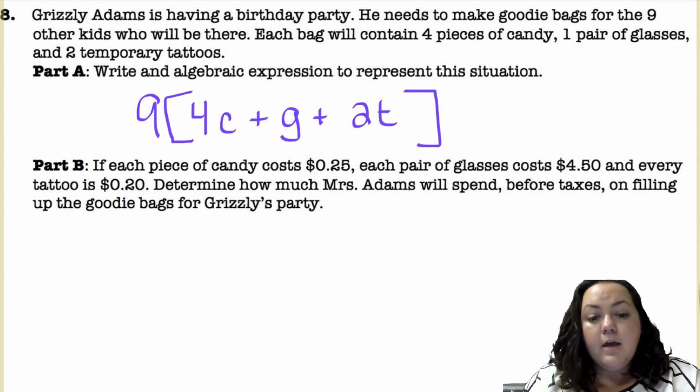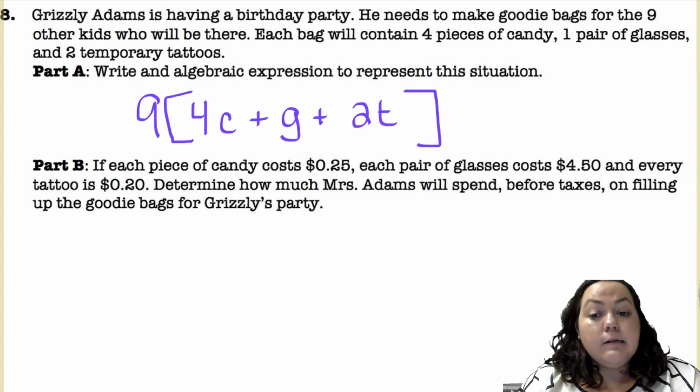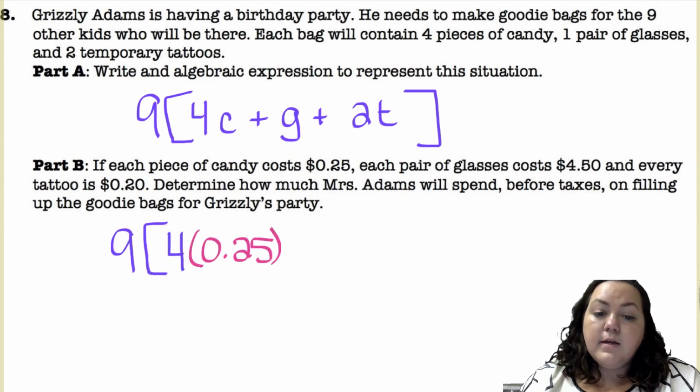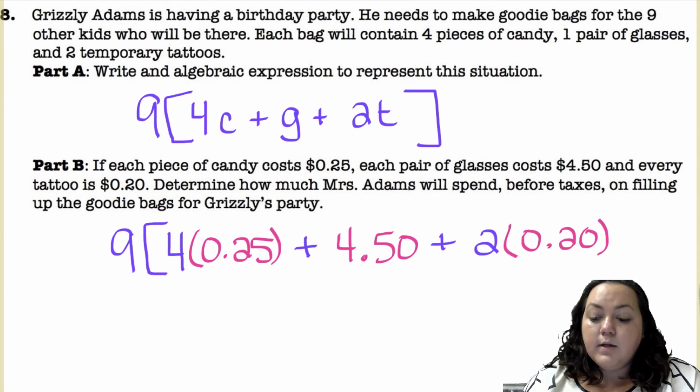Part B. If each piece of candy costs 25 cents, each pair of glasses costs $4.50, and every tattoo is 20 cents, determine how much Miss Adams will spend before tax on filling up the goodie bags for Grizzly's party. Okay, so I know I'm going to have 9, and then 4 times the candy is 25 cents each, so I'm going to plug in 25 cents, plus $4.50 for the glasses, so $4.50 times 1, if you want the 1 there, you can put it, and then plus 2 times the cost of every tattoo, which is 20 cents.